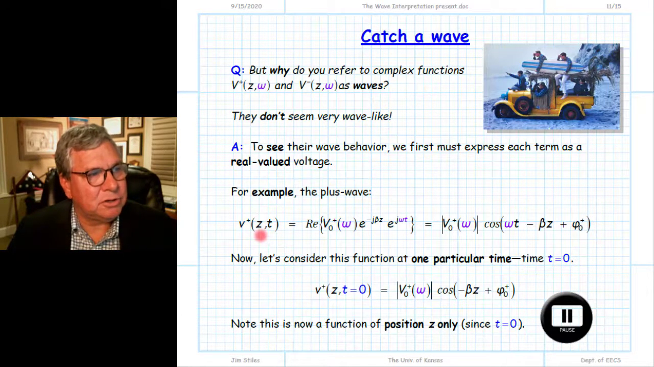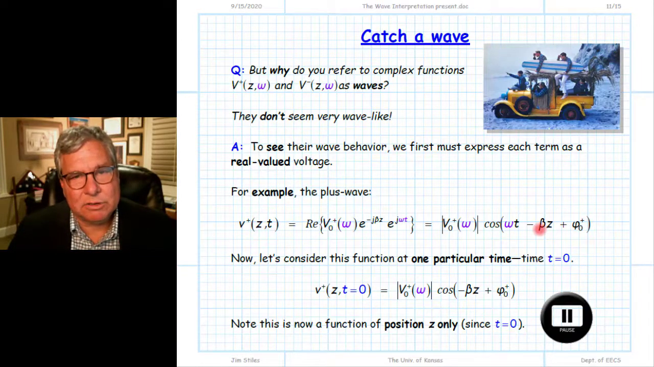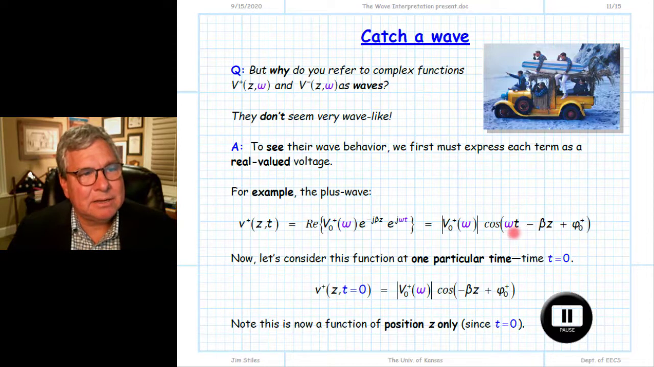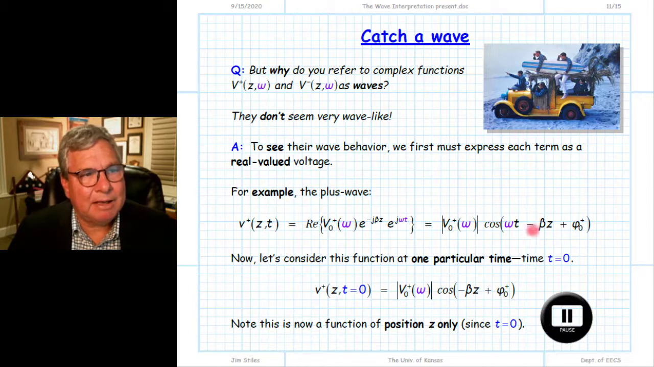Notice that it is a function of both position and time, and we can see that explicitly in the argument of the cosine. We have omega t for one term, and we have minus beta z for another term. These two terms together are the important terms. In the argument we have omega times t. Remember, omega is the temporal frequency in radians per second. And then we have another term, beta z, where beta is the spatial frequency in radians per meter. And we see this subtraction, a minus sign here. And so the argument is based on the difference of those two things.